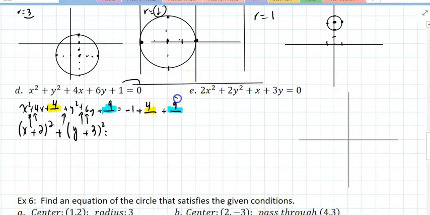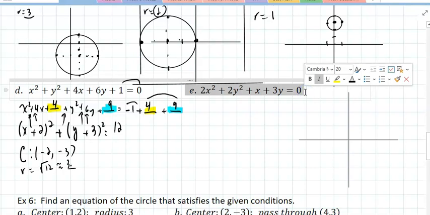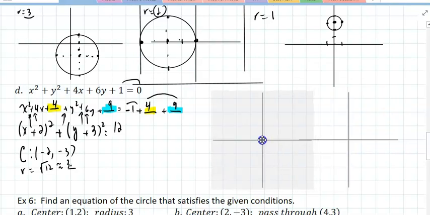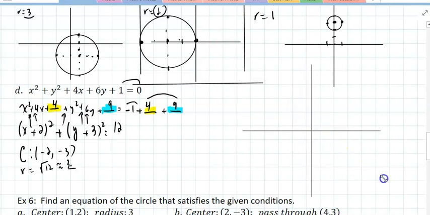And here we'll get 13 minus 1 is 12. So this is a circle with a center of (-2, -3), and the radius is the square root of 12, which is between the square root of 9, which is 3, and the square root of 16, which is 4. So this is 3 point something. You don't have to get it exact, but you do need to get the number to match so that the graph is reflecting the correct point. And let me enlarge that just a bit.